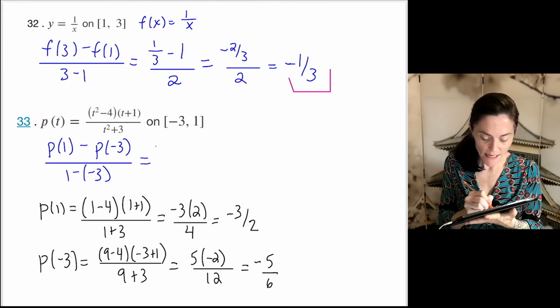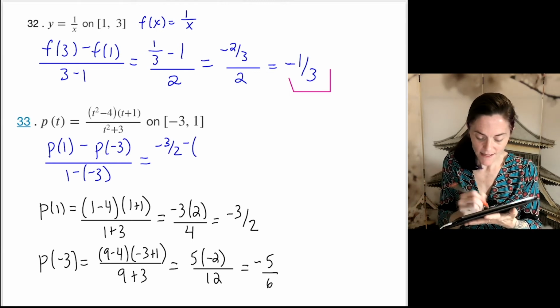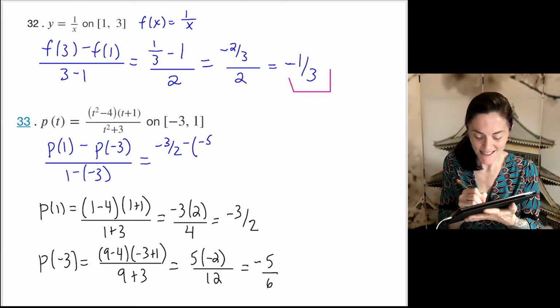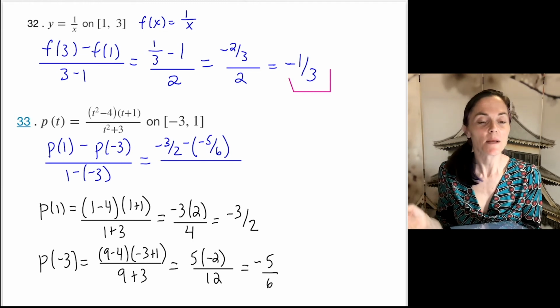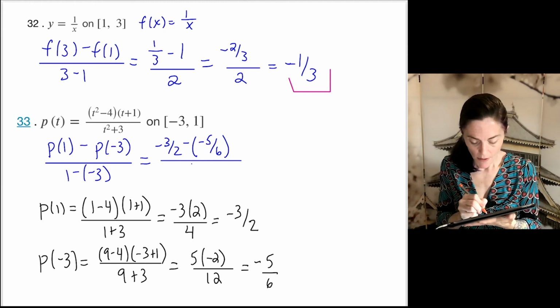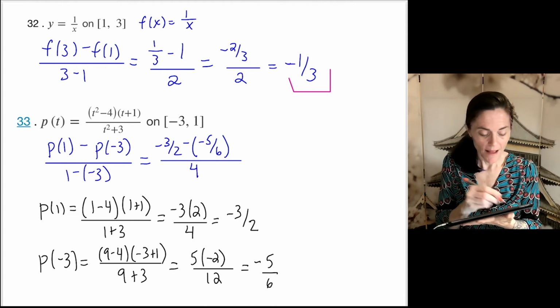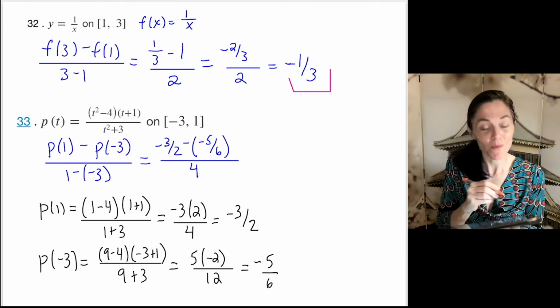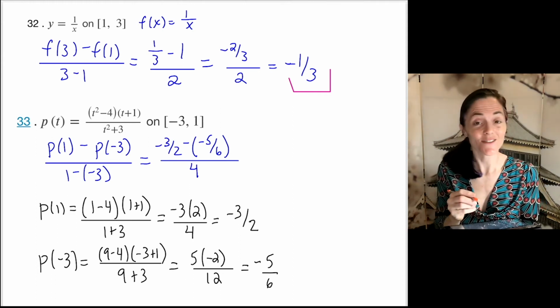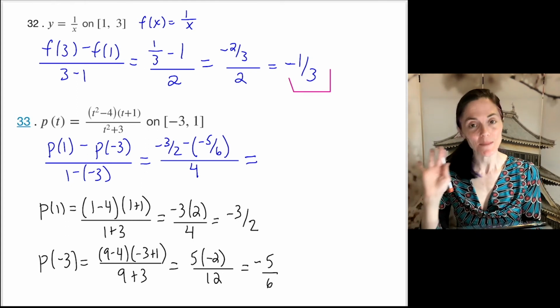P of 1 is -3/2, and then I have a -5/6, and then divided by 1 plus 3, which is 4. So let's get a common denominator in my numerator. I like this example because we have to be really careful with fractions, but it's a great exercise for us. Common denominator in my numerator would be 6.